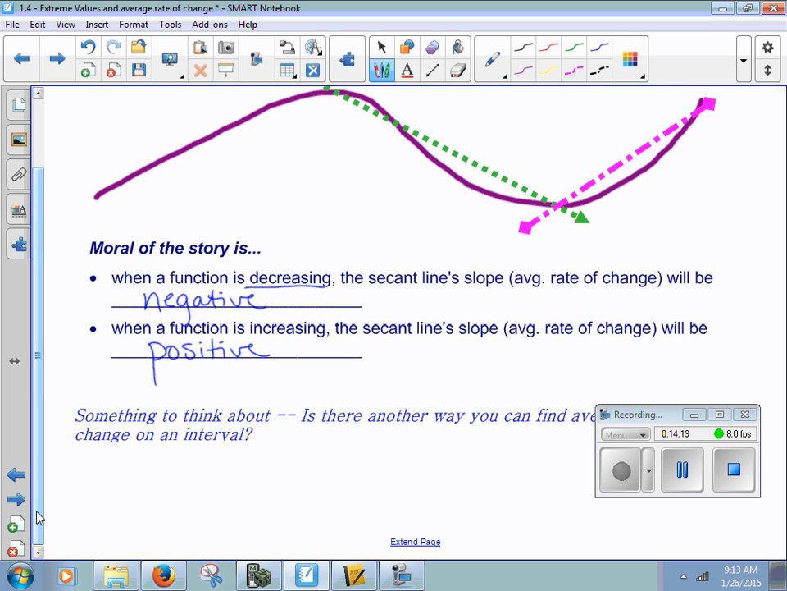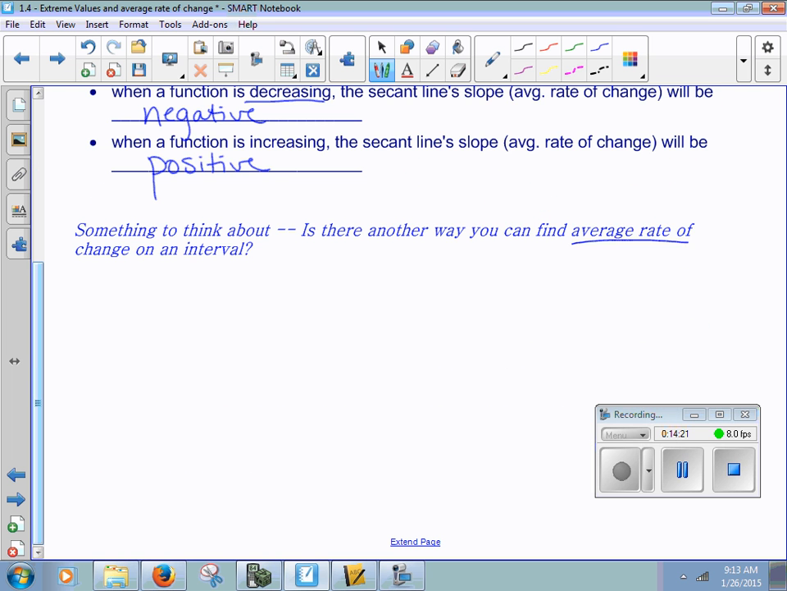So average rate of change, whenever you see that, has something to do with slope, which we have been studying since Algebra 1, when you first found the slope of a line. And when we get to calculus, we talk about the slope a whole bunch.